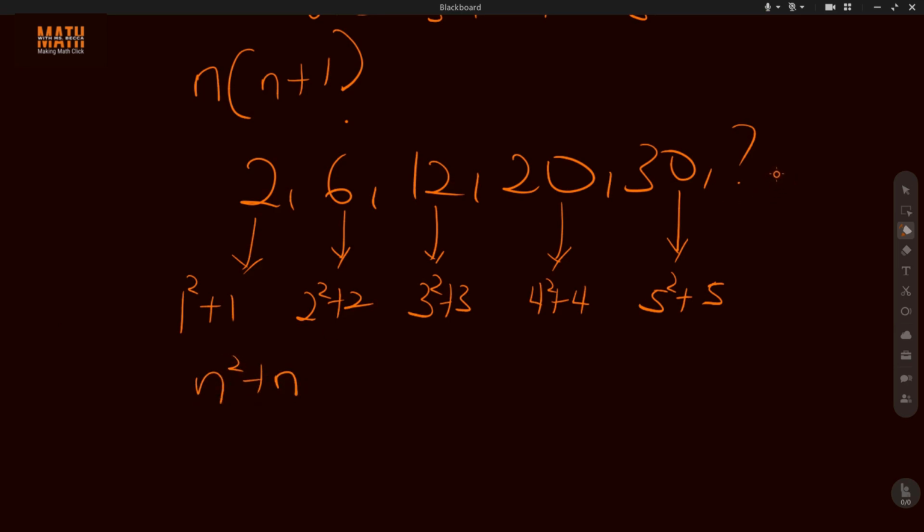So the next digit will be 6. N will be 6. So that gives 6 squared plus 6. And that is 36 plus 6. And that also gives 42.